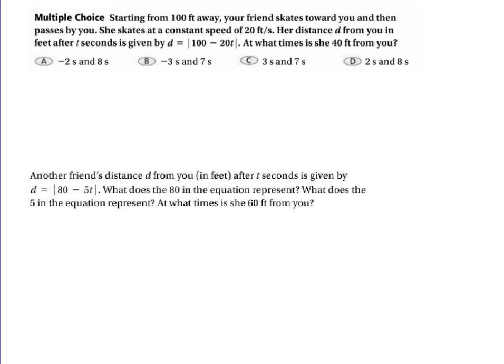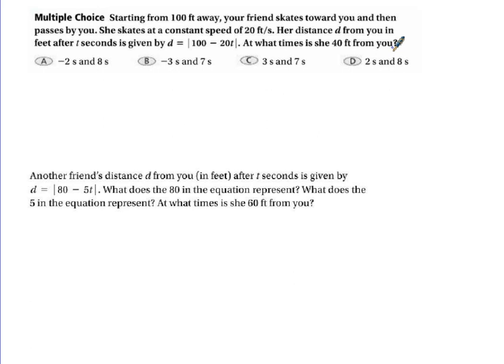Starting from 100 feet away, your friend skates towards you and then passes by you. She skates at a constant speed of 20 feet per second. Her distance d from you in feet after t seconds is given by d equals absolute value 100 minus 20t. At what times is she 40 feet from you?